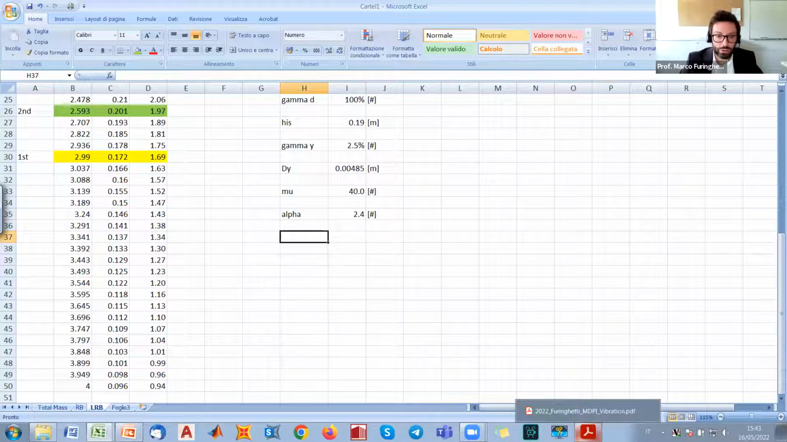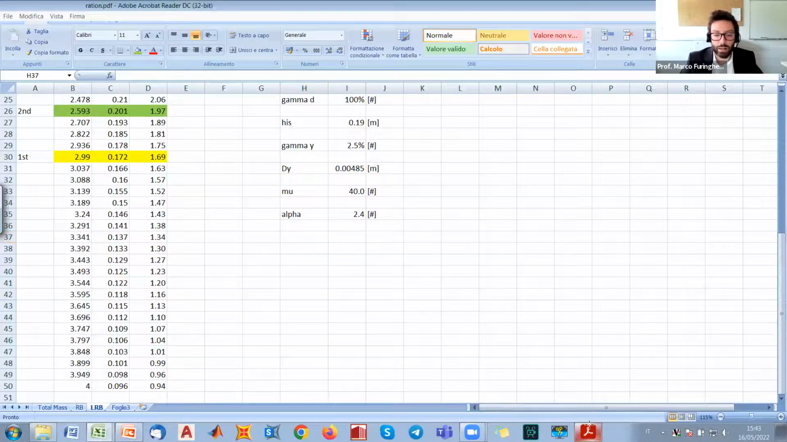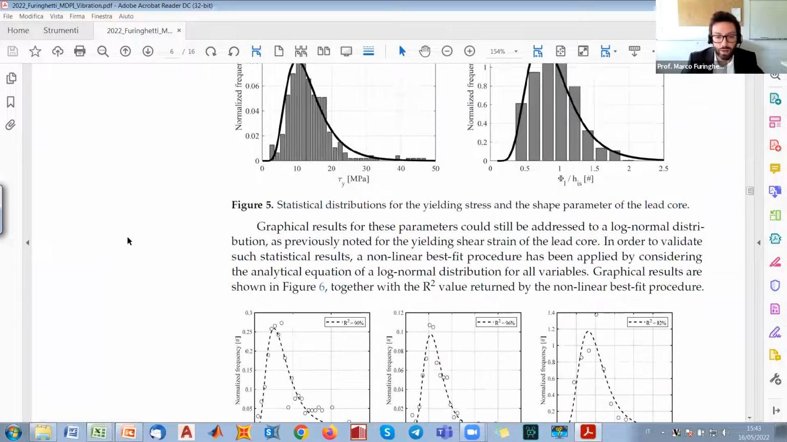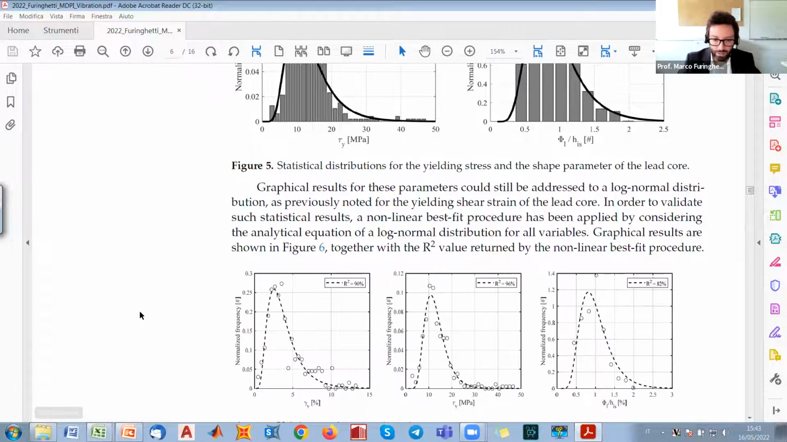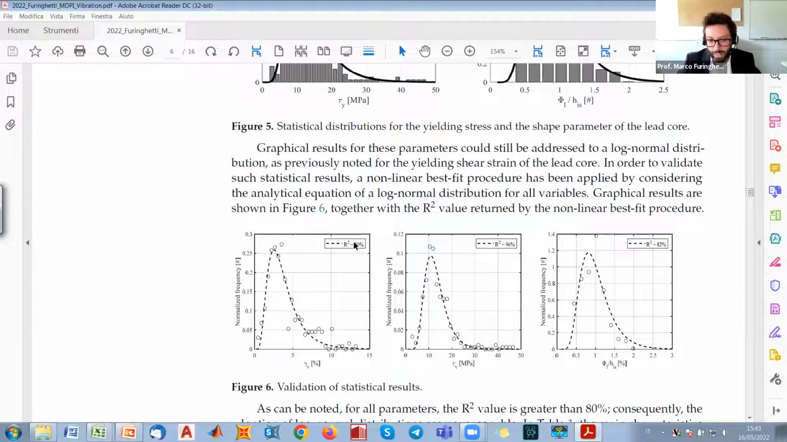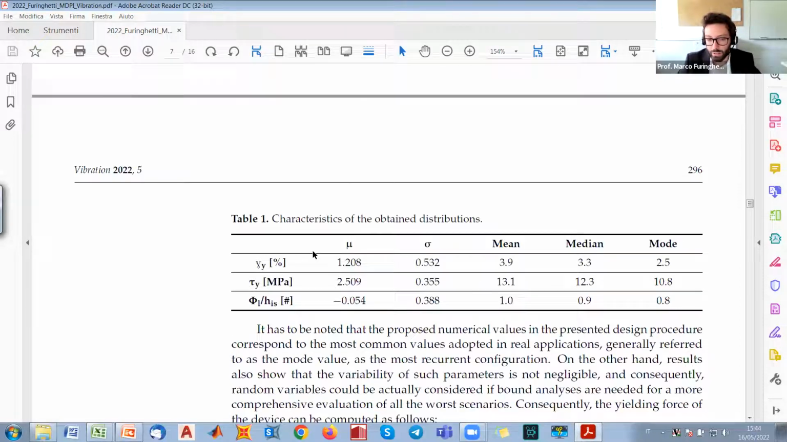So according to this, then we can compute the yielding force of the lead core according to this distribution and the mode value for the yielding stress for the lead, and by assuming the diameter of the lead as 80% of the isolation height. Here, I also provided the R² value for the fitting curve associated to the log normal distributions for all the cases, and then also the parameters, so that you can also assume these parameters for parametric studies.